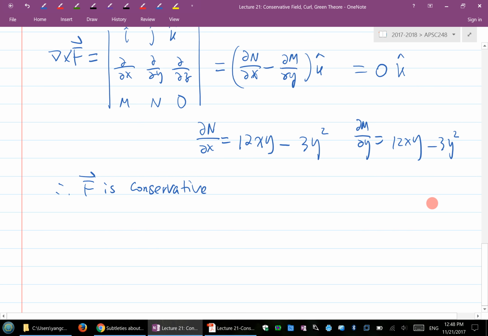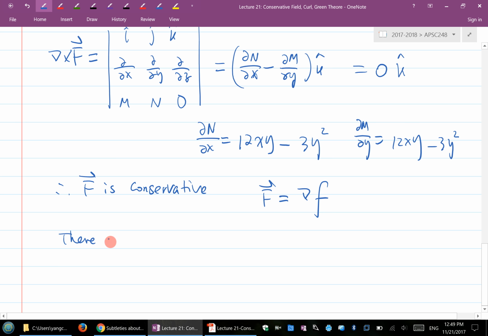A natural question from here would be, if this is a conservative field, now if you remember, for any conservative field, then this vector field must have a potential function, small f. When you use the gradient operator on the potential function, you calculate the gradient vector, then you get this conservative field vector F here.